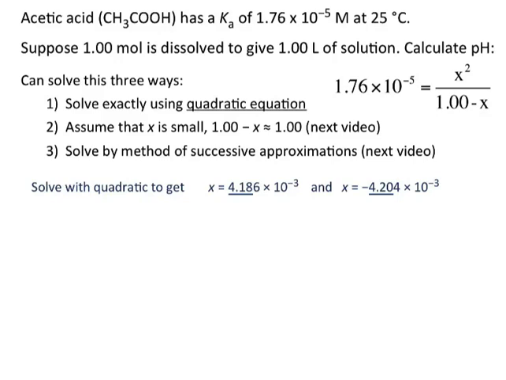So here's the quadratic. You do all that work. You get the roots of your quadratic, or this. And then you can't really have negative concentrations, so you cut that one out. And then now we have x.